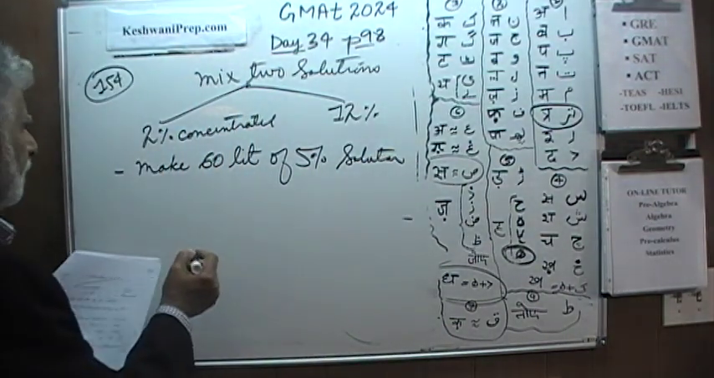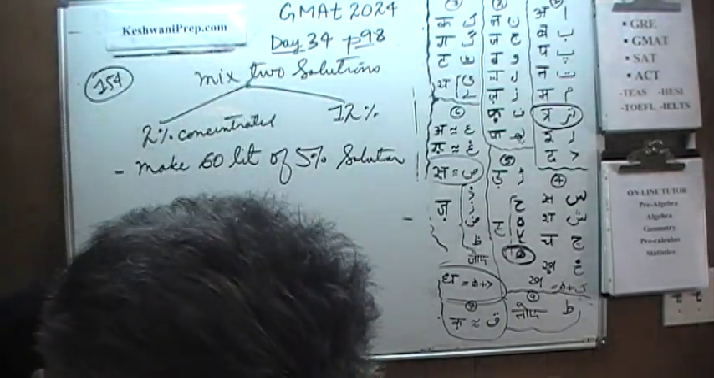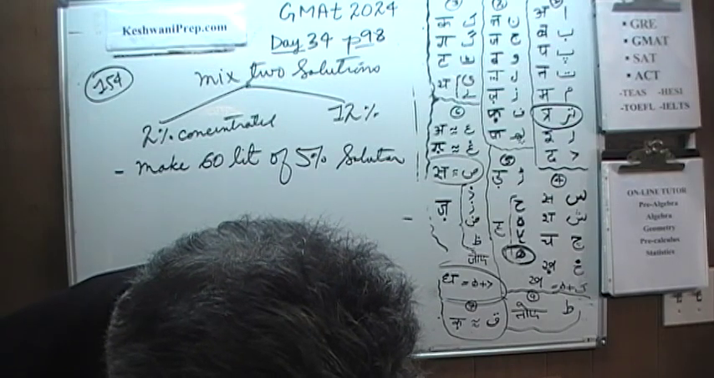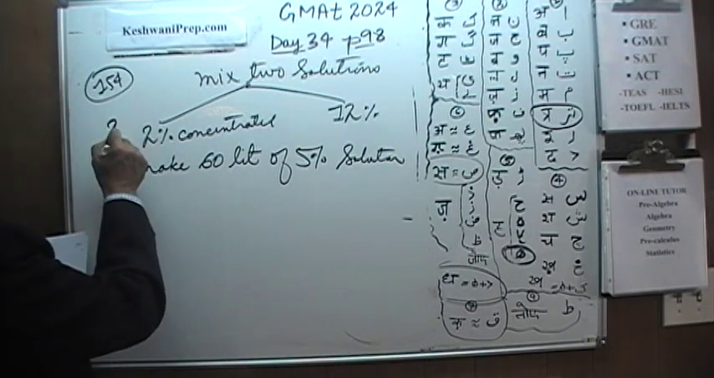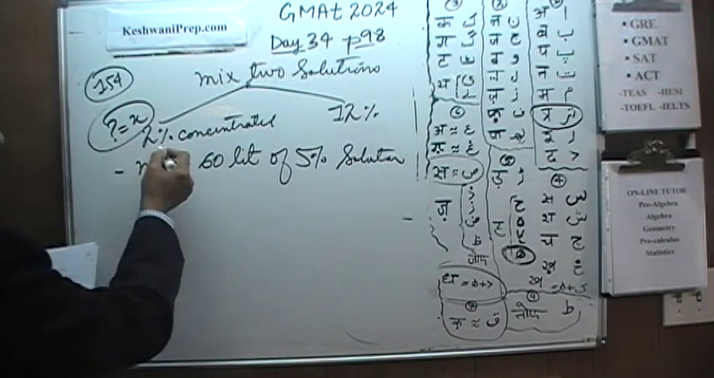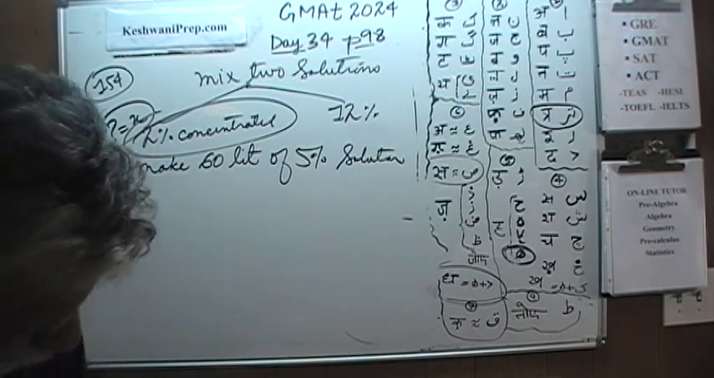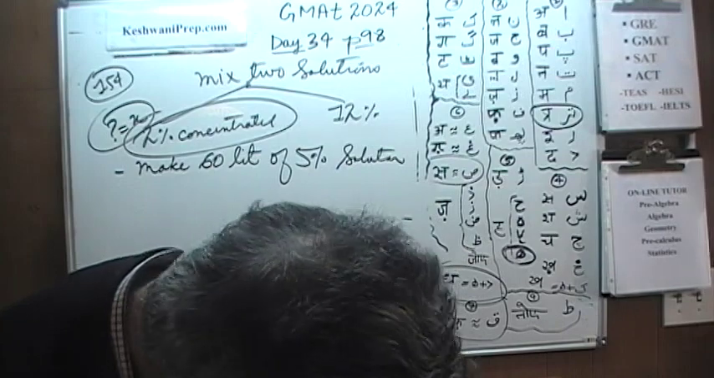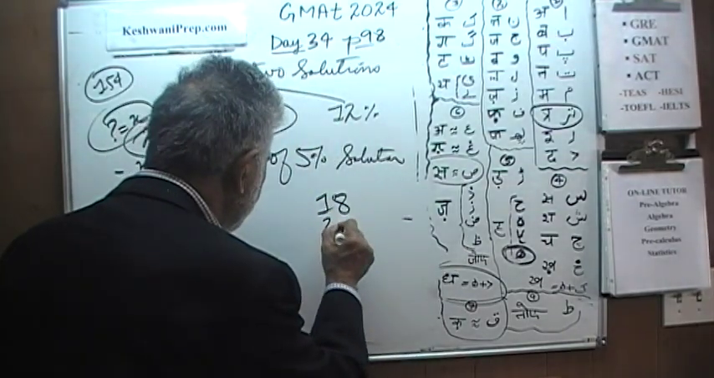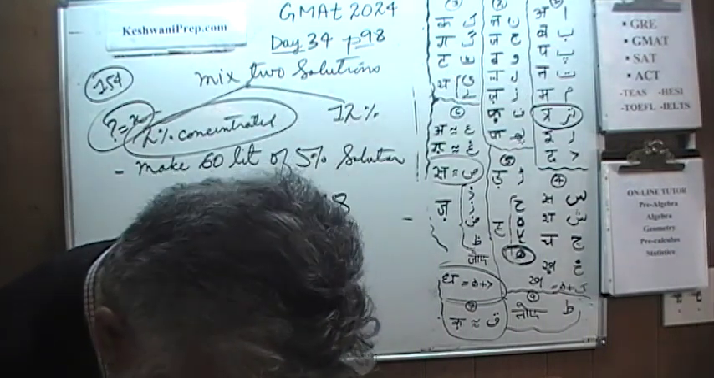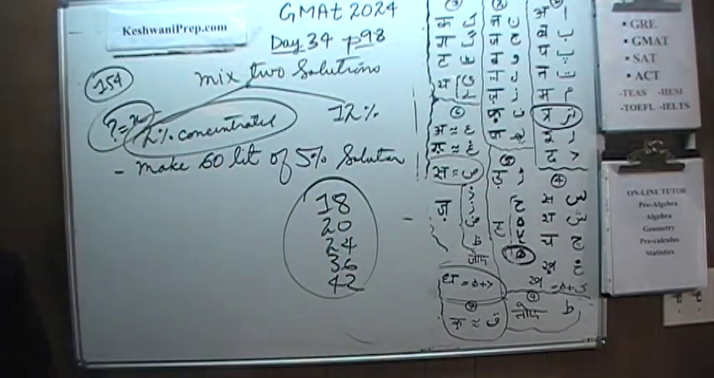That's it. What is the question? Number 154. Approximately how many liters of 2% are needed? We want to find out how many liters, let's call it X. The answer choices are 18, 20, 24, 36 and 42. Do it yourself.